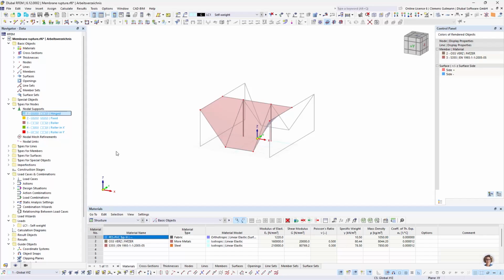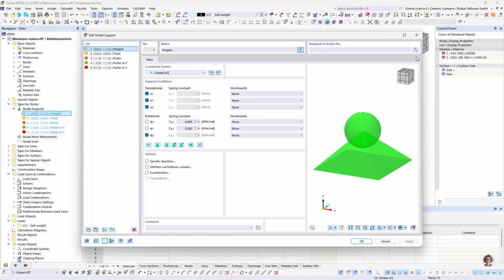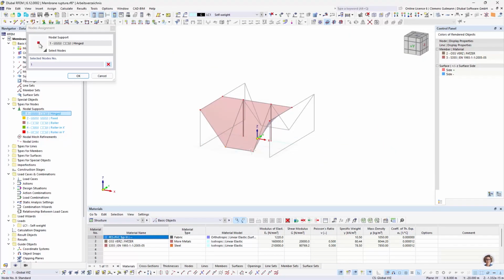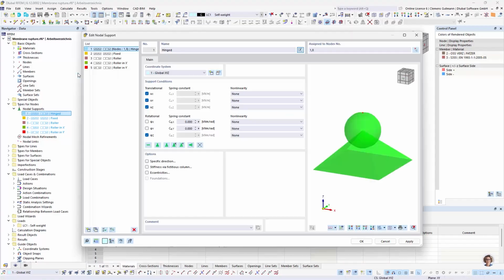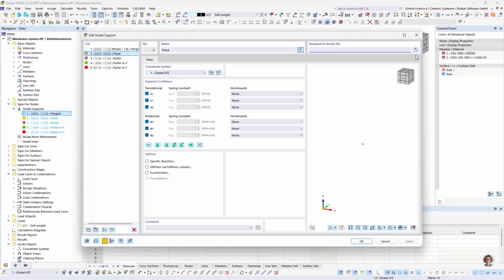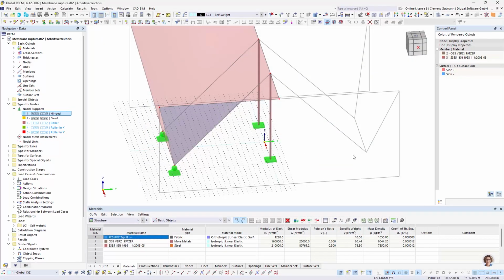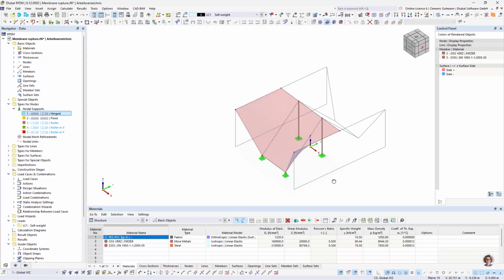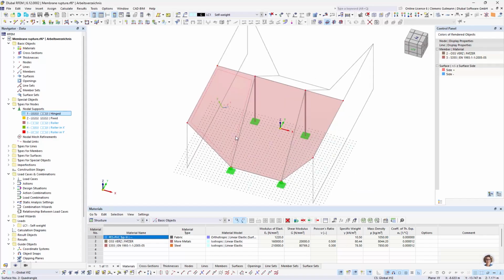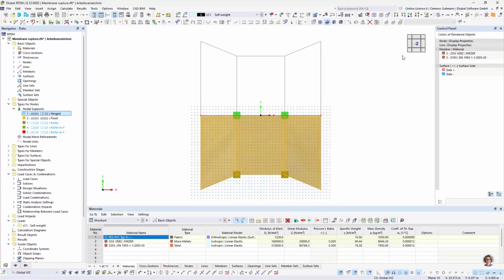So we have two on each side, and the ends of the cables will be supported like this, here and here. And then we have fixed support for the pylons. Okay, that looks good. And then, of course, we're going to copy this to the other side.